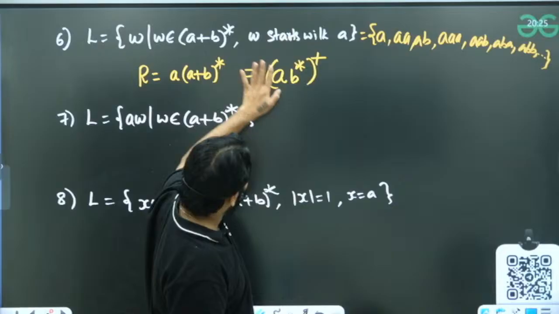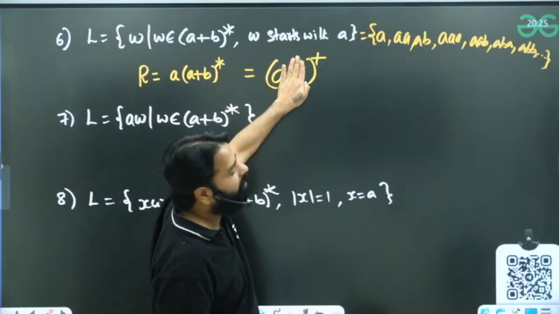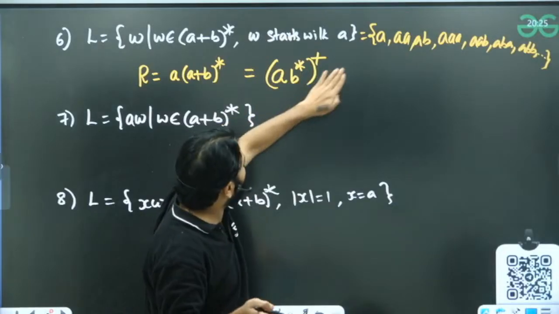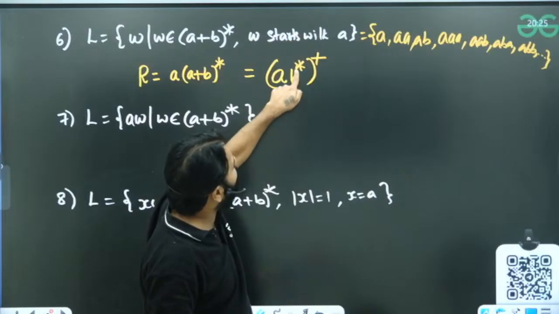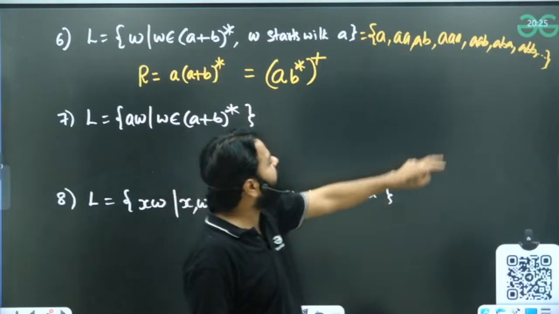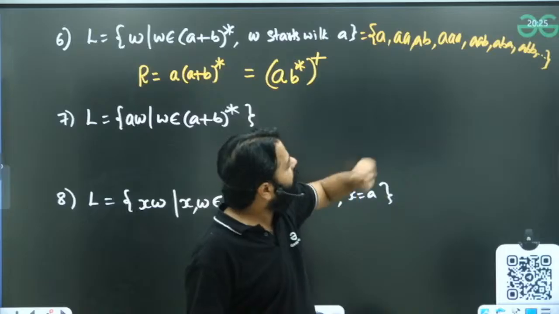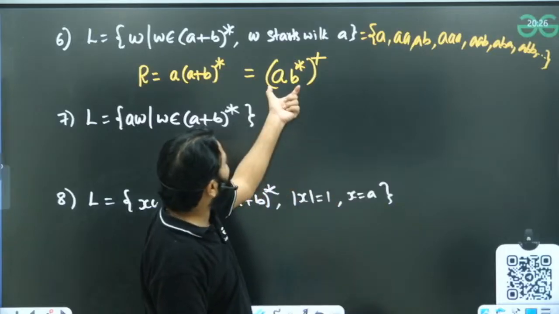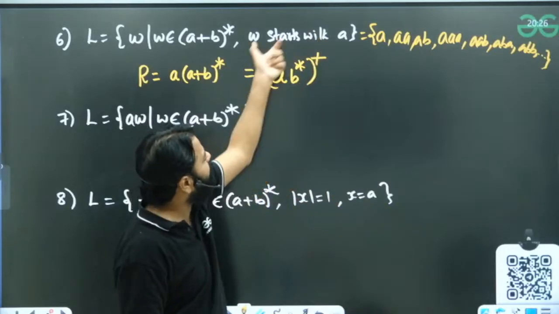First time only take A and b power 0, and next you want AB. So next time take A followed by b power 1. So 2 times if you go, you can generate AAB. And how to generate ABA? AB you can generate first time, second time you can generate A.